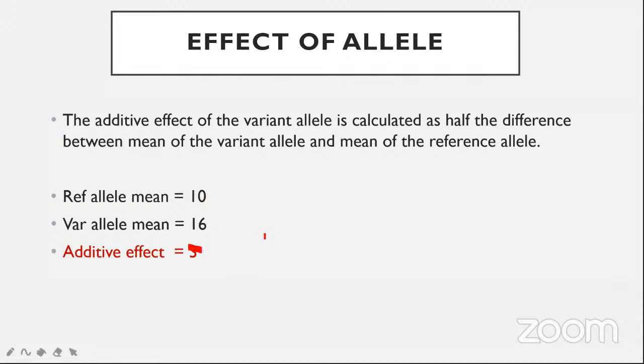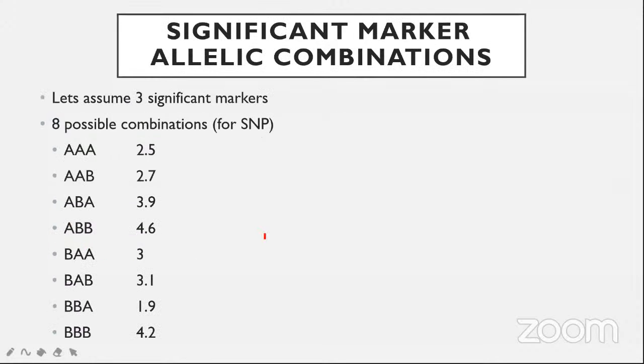6 divided by 2 is 3, and that is the additive effect of the alternate allele. Okay, the next step would be we identified significant markers. As a breeder, for marker-assisted selection, we need to generate some possible combinations of them. Let's assume we have 3 significant markers, and for an SNP, they are biallelic, so only 2 things possible. So there are 8 possible combinations.